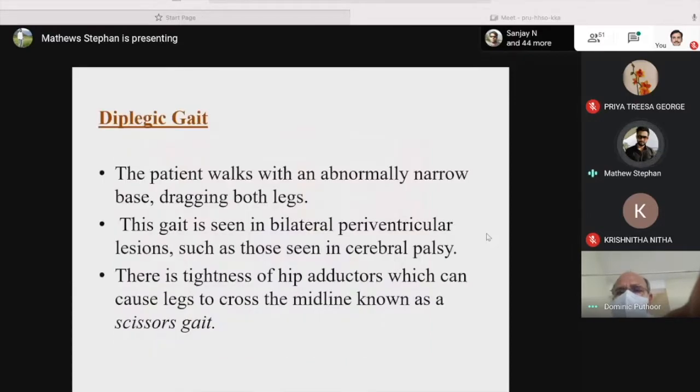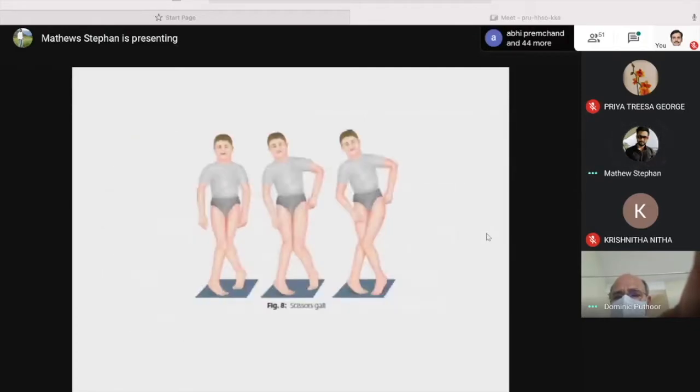Next, coming to diplegic gait. The patient walks with a normally narrow base, dragging both legs. The gait is seen in bilateral periventricular lesions such as those in cerebral palsy. There is tightness of the hip adductors which can cause the legs to cross the midline, known as the scissoring gait or scissors gait. So here in the image we can see the scissoring, and his lower limbs look like a scissor, and while walking they crisscross and form a scissoring gait.